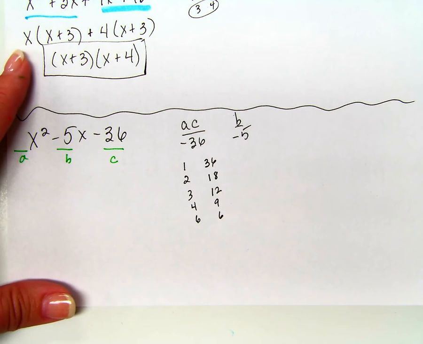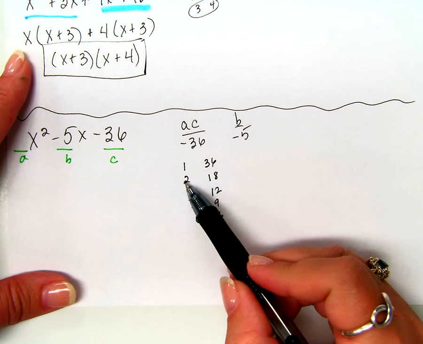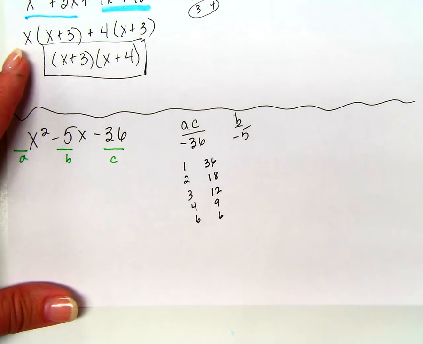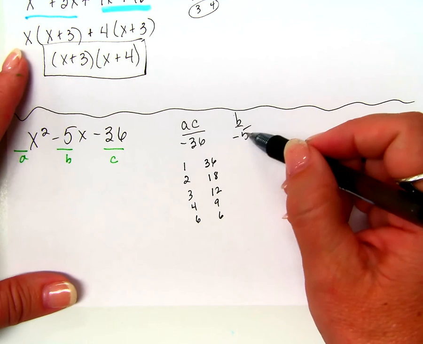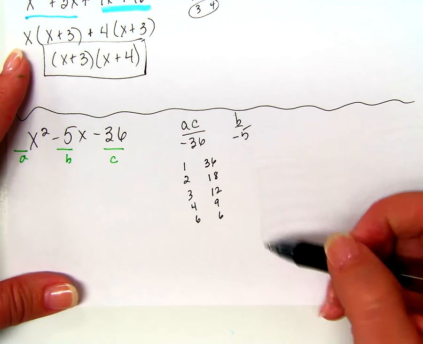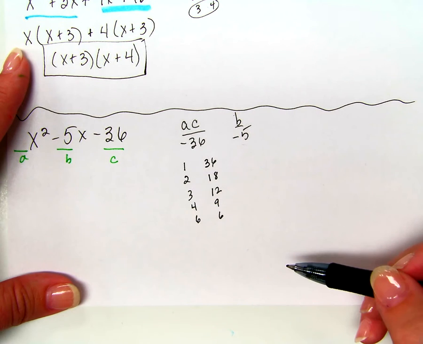Like, we can know that, right? I don't have to write 1 and negative 36 and then negative 1 and 36. That's something we can think about and know, right? You okay with that? Which set of these will add up to be a negative 5, knowing that one of these has to be a positive and one has to be a negative?